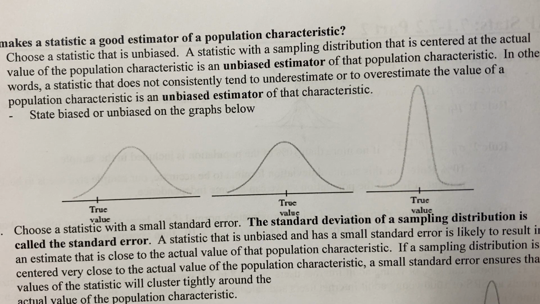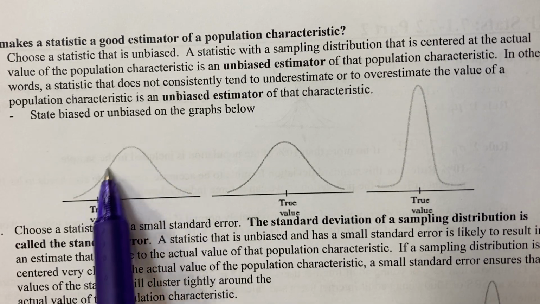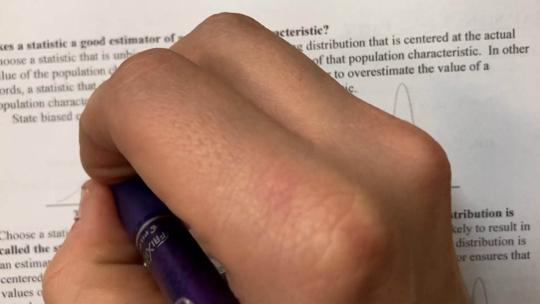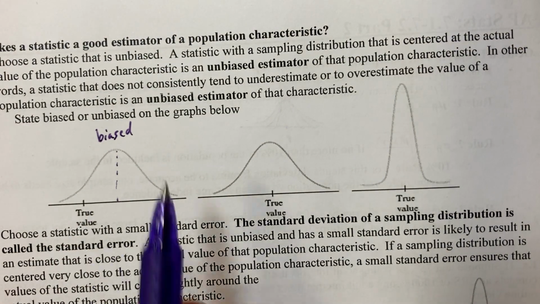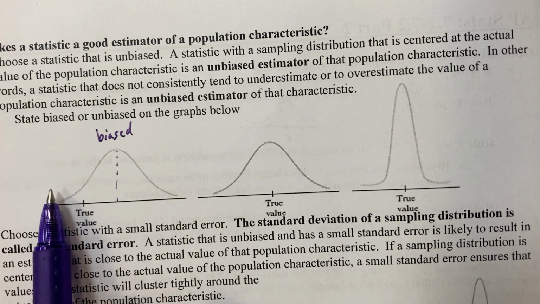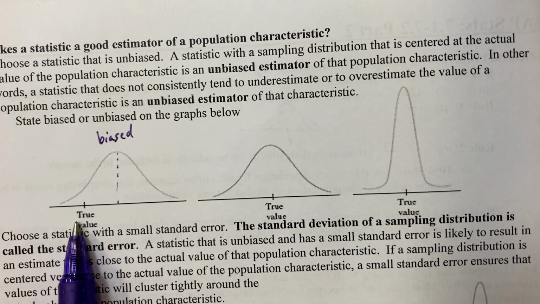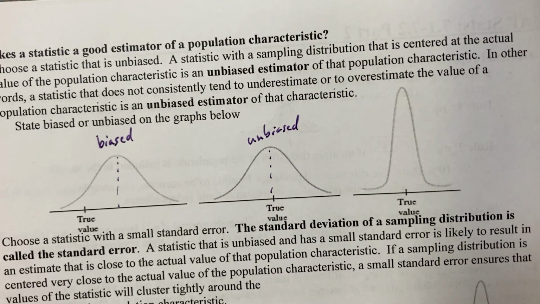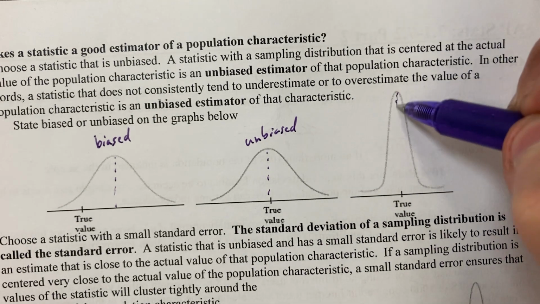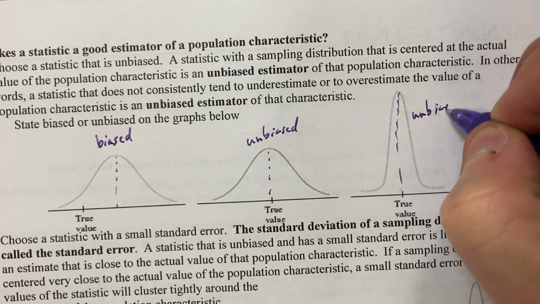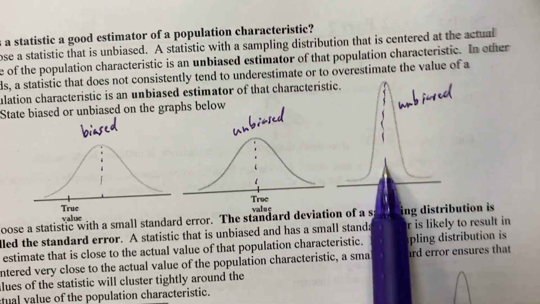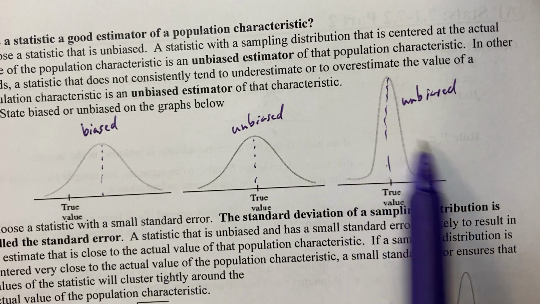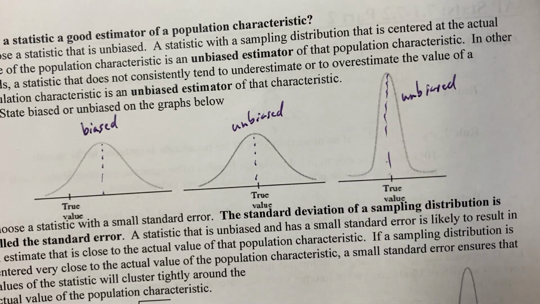State biased or unbiased. Now this, you can see mounds here, which is different from here. So this one would be biased. There's something going on here which is making my samples systematically overestimate the true value. This one is unbiased. It's lining up pretty nicely. And this one is also unbiased. Now comparing these two, this one's better. This one's more tightly clustered. This one has less variability. This one's a little bit more spread out. If I had to pick one of these, I would pick this one. This is the best one.